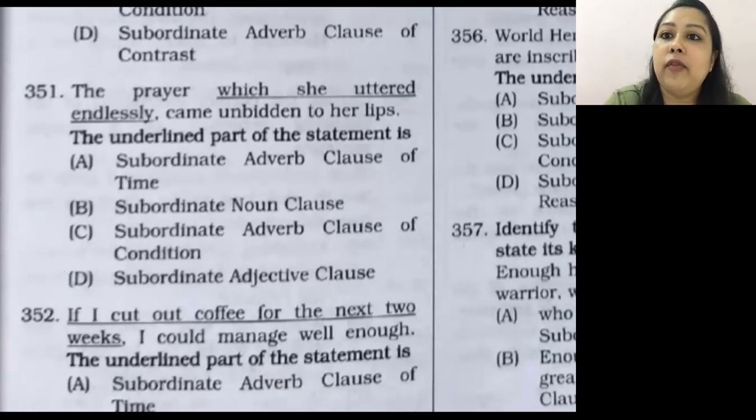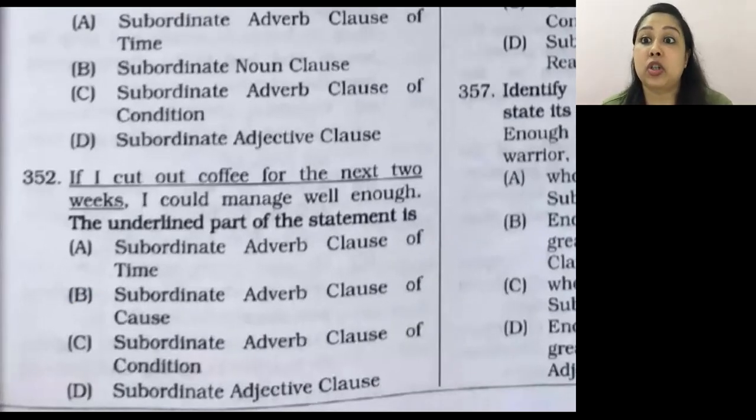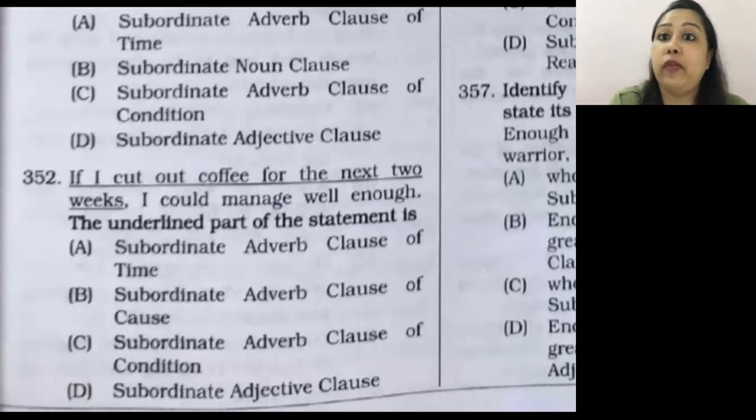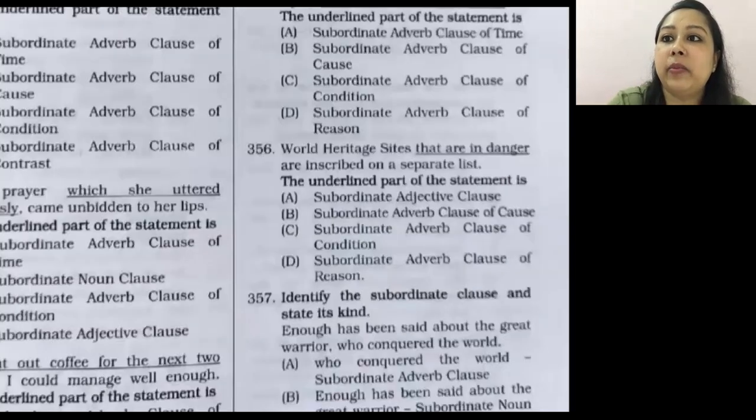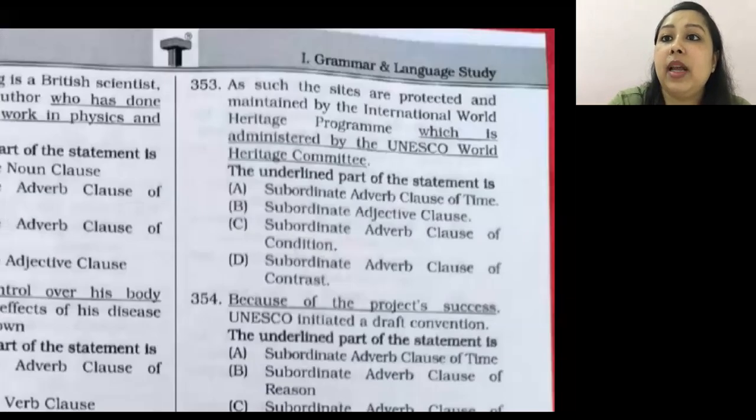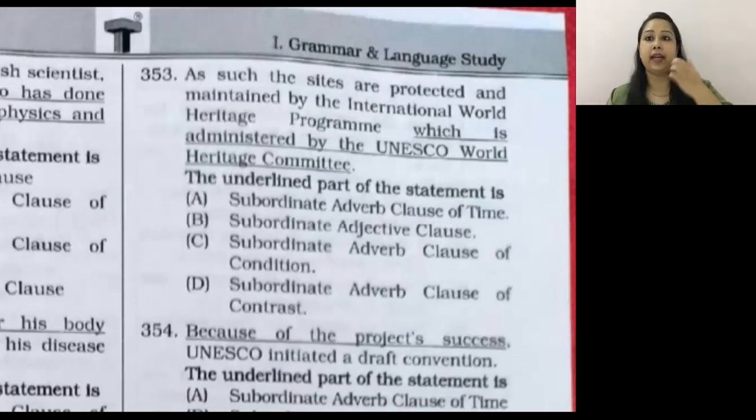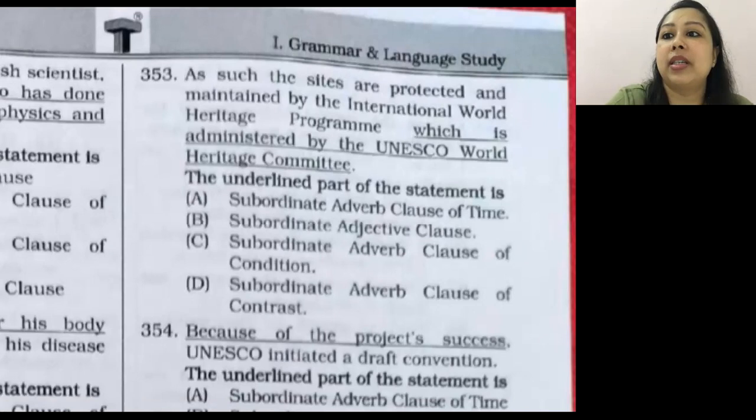Next one. If I cut out coffee for the next 2 weeks, I could manage well enough. This is if. If tells me this is condition. This is adverb clause of condition. Very good, Joey. Let's proceed. As the sites are protected and maintained by the International World Heritage Program, which is administered by UNESCO. Again, which? This is adjective clause, super. Very good, Velisa.